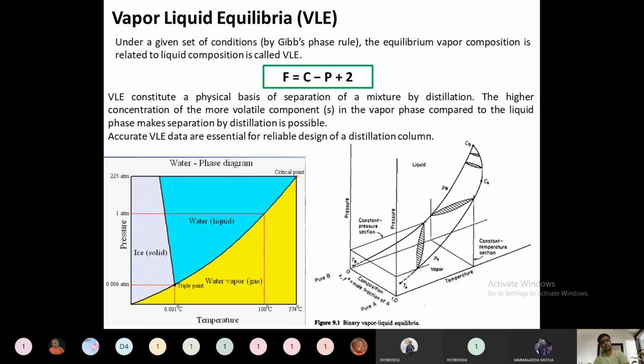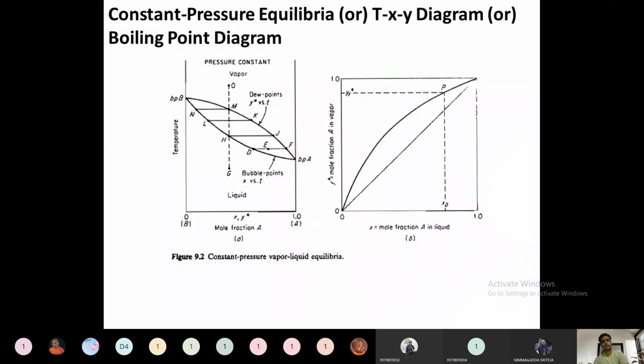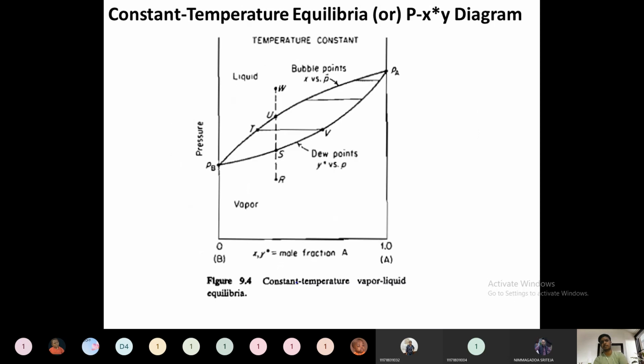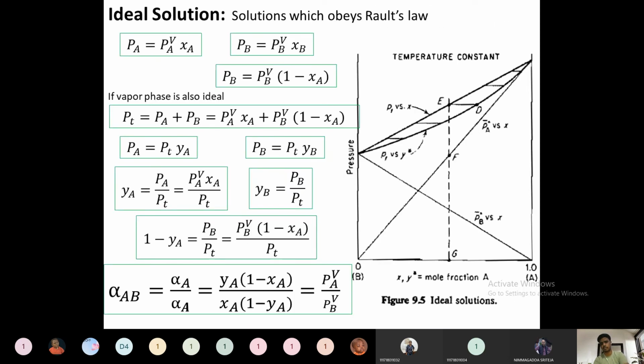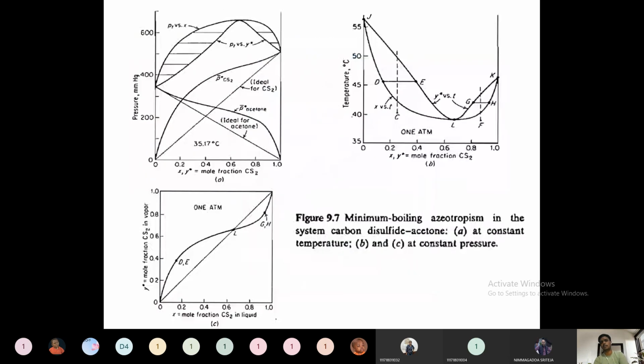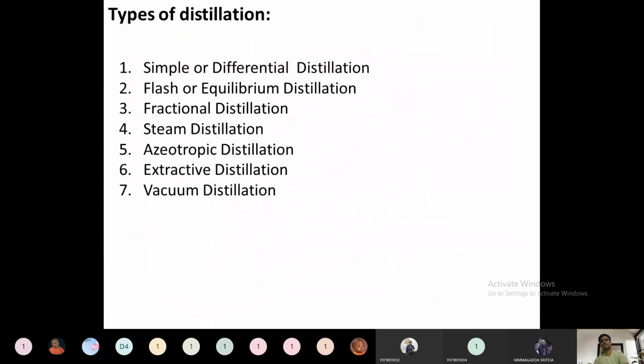You might have studied the Gibbs phase rule in the CPP course also. Once again we will try to revise that one. And vapor liquid equilibria, constant pressure equilibria, constant temperature equilibria. Then ideal solution, what is the ideal solution, what is the negative deviation from ideality, what is the positive deviation from ideality. We will study all these things. Then the next part, B, is the types of distillation. So we will study all these things.